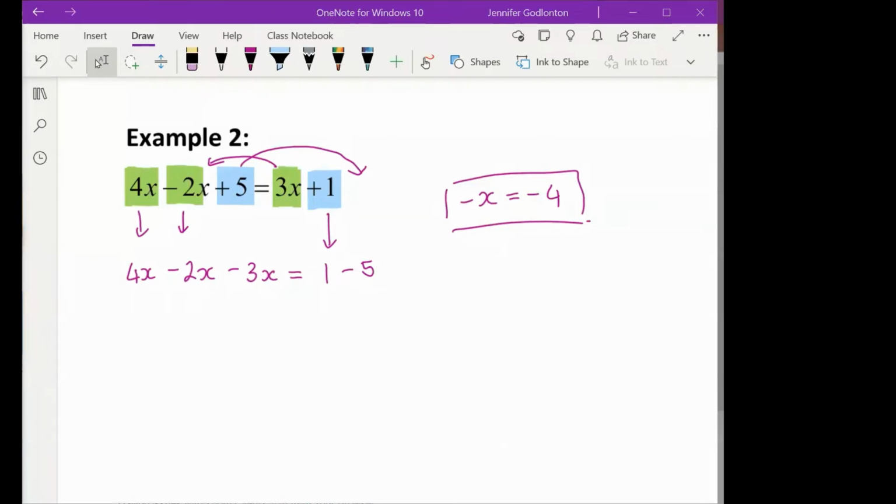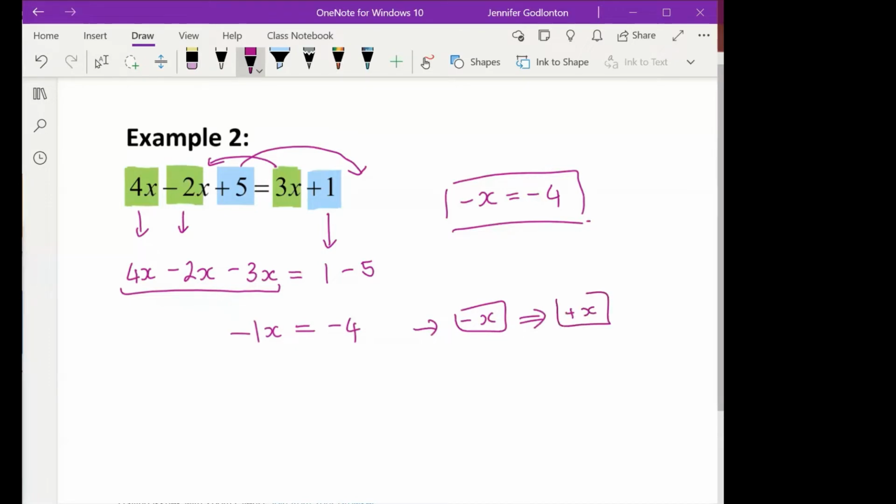Then we start simplifying. So we just look at these guys over here. 4 minus 2 is going to give us 2x. And 2x minus 3x gives us negative 1x. And on the right-hand side, we've got 1 minus 5, which is negative 4. Now, lots of you got to this point, which is great. But we never, ever give our answer as negative x. We always want to give an answer as a positive x.